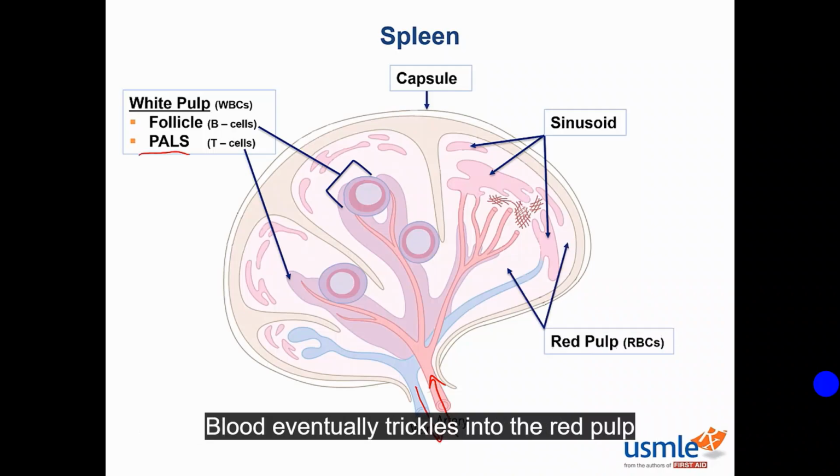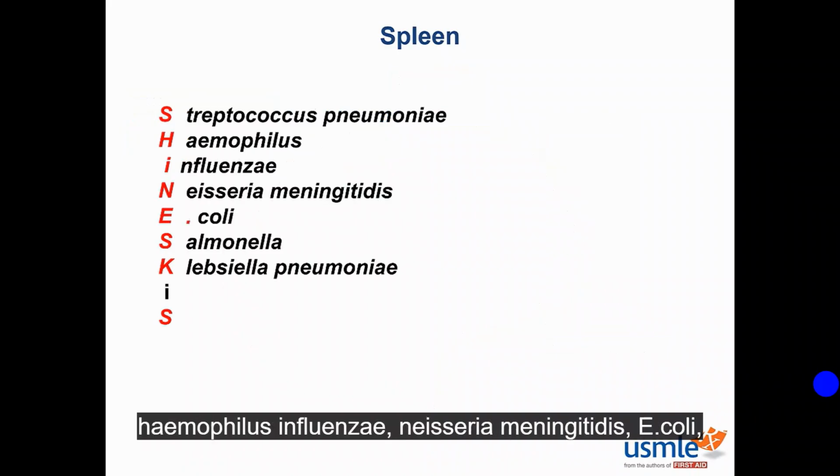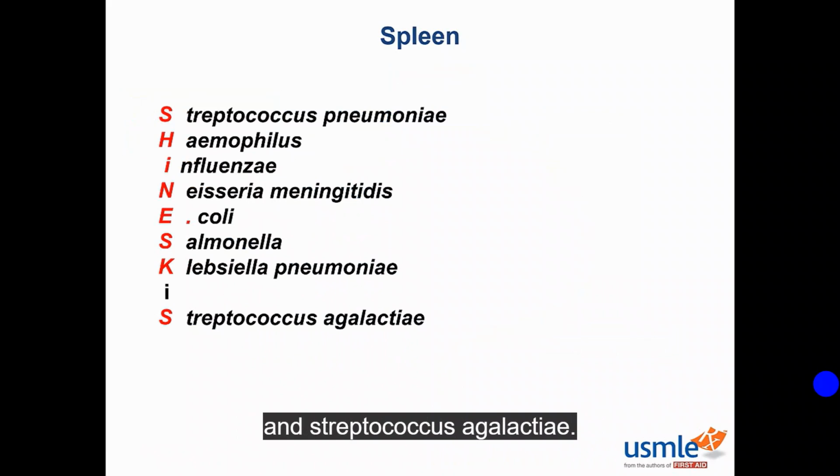Blood eventually trickles into the red pulp, where macrophages mechanically filter out senescent RBCs, cellular inclusions, and pathogens. Bacteria with capsules are normally destroyed by the IgM released from the spleen. Do you know what some of these encapsulated bacteria are? They can be remembered with the mnemonic SHINE SKIS, and this stands for Streptococcus pneumoniae, Haemophilus influenzae, Neisseria meningitidis, E. coli, Salmonella, Klebsiella pneumoniae, and Streptococcus agalactiae.